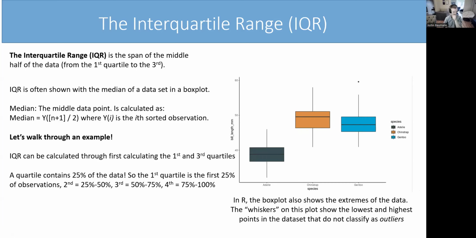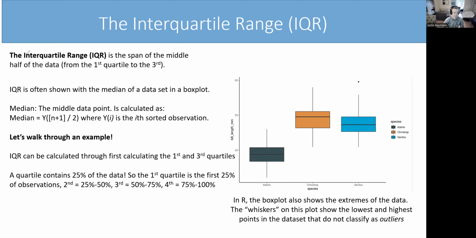All right. The IQR is often shown with the median of a data set in a box plot. We've already talked about that. This is the median right here. The median is the exact middle point of the data, and the math on the median is as you see it there.